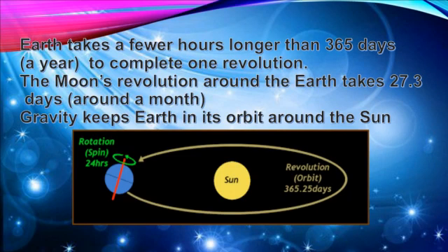Earth takes a few hours longer than 365 days, that means a year, to complete one revolution. The moon's revolution around the Earth takes 27.3 days, around a month. And gravity keeps Earth in its orbit around the sun.